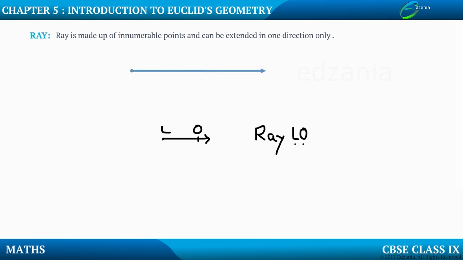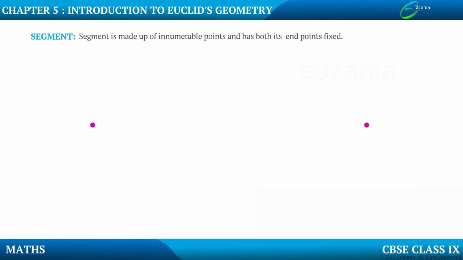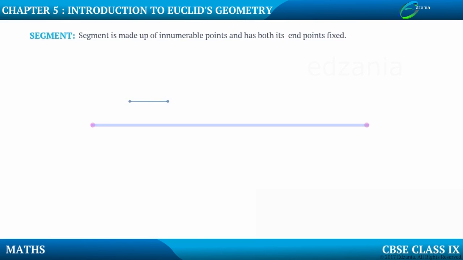Okay, again it was the basic part. So let us move on to the next topic. What is a segment? So segment is again made up of innumerable points and has both its endpoints fixed. So this is a segment. You can clearly see both the endpoints are fixed and segment cannot be extended in either direction.